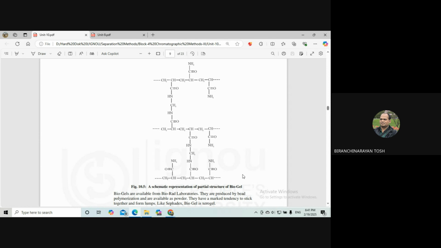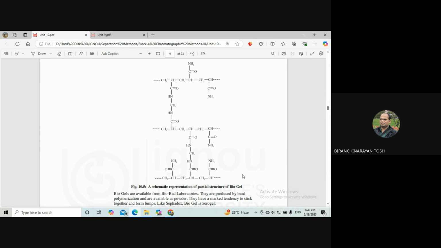Biogel is a xerogel. What is a xerogel? Not a hydrogel, not a solvogel or other organic organogel, but a xerogel. That means in the dry state also it will have a gel-like structure. It is reversible. It can absorb water to form a hydrogel, and when it can absorb water and also organic solvent, it is known as a xerogel.